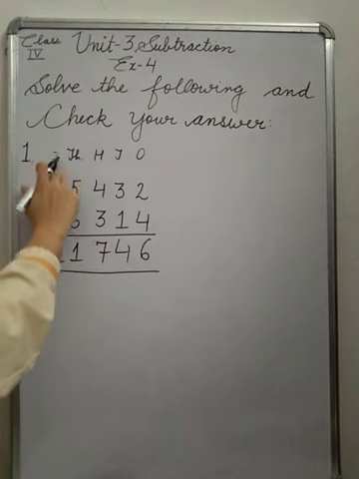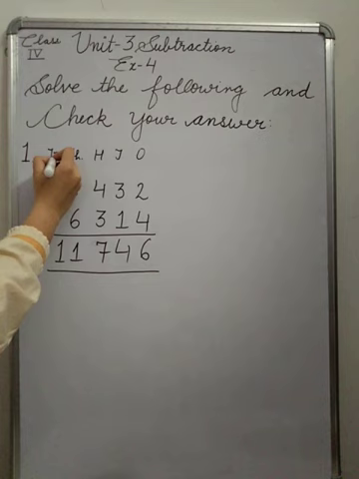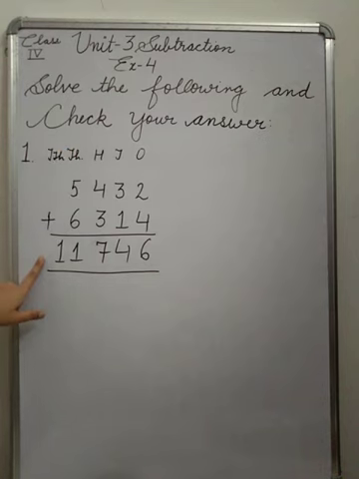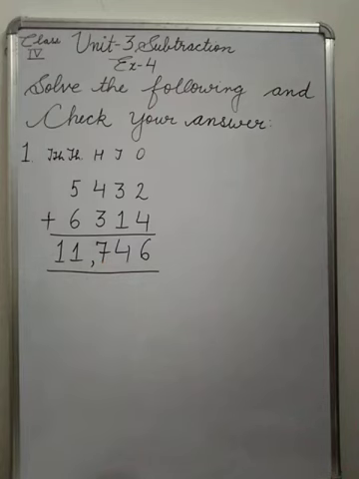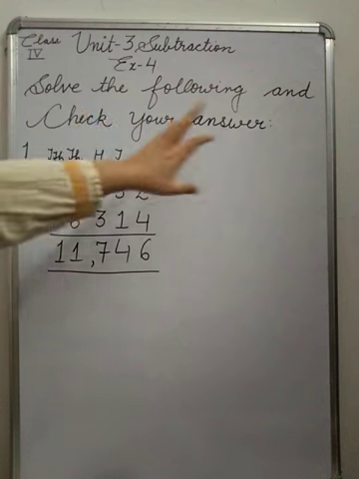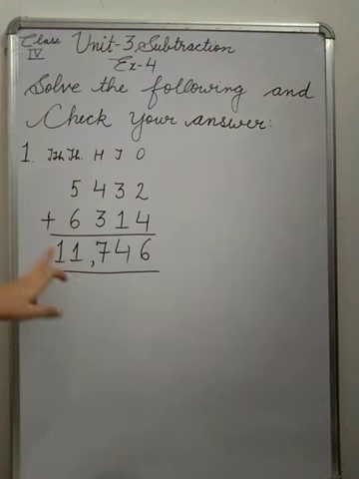And one more position comes now, so you write then 1000 here. Okay, so what does it become? 11,746. Now this is the simple addition that you know how to do. Now you have to check your answer, whether this answer is correct or not.